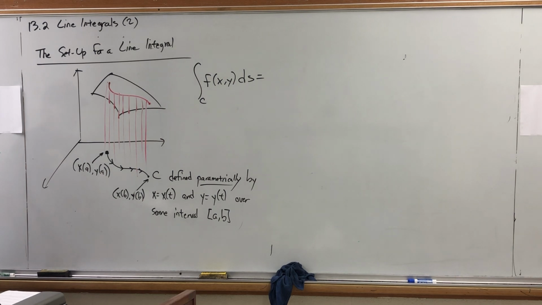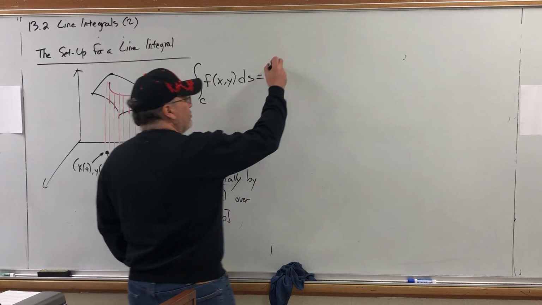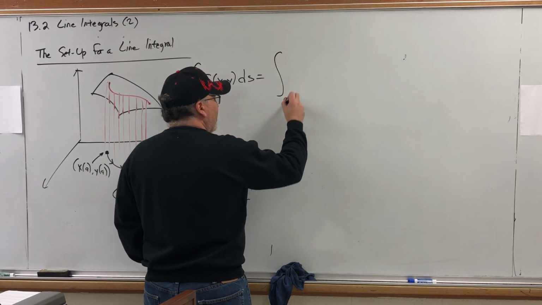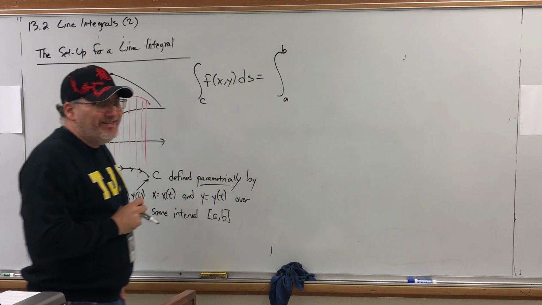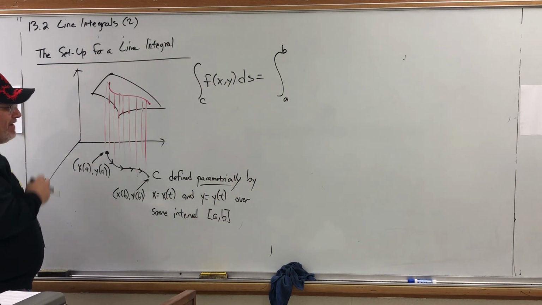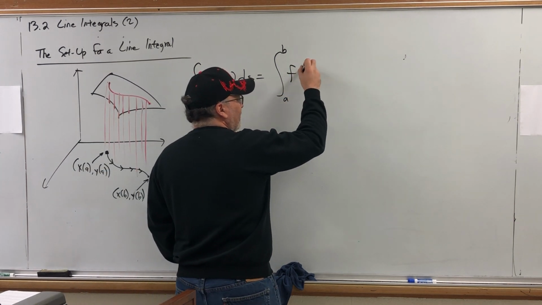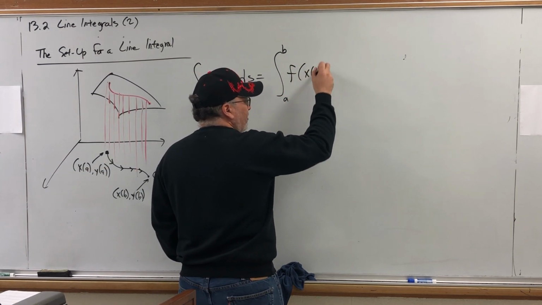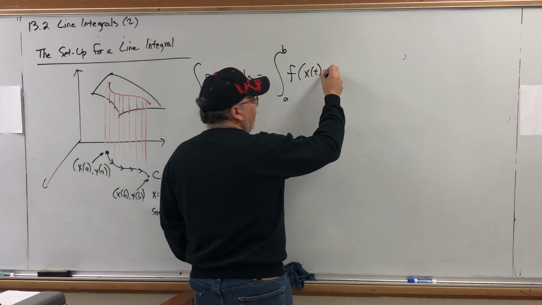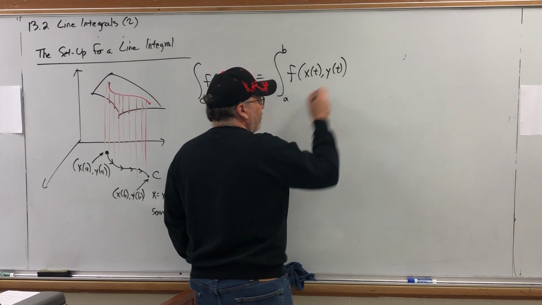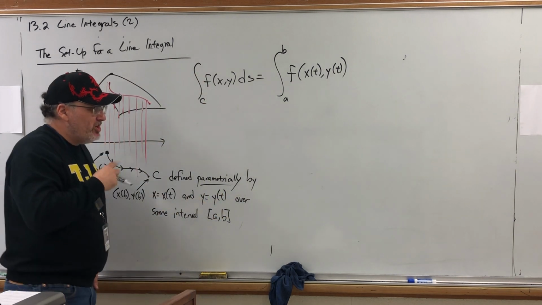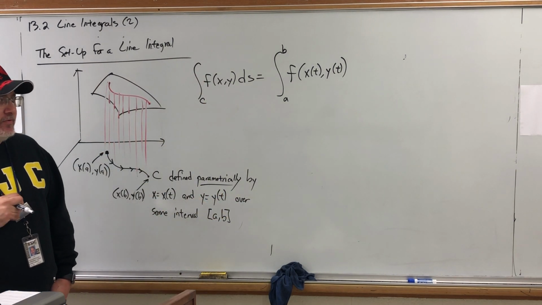So now what? Well, because we're going to do everything in terms of the parameter, we want everything in terms of t. So we're going to turn this into a single integral from a to b, and eventually it's going to be dt. Now, how do we get everything in terms of t? Well, the first thing we have to do is go inside the function and replace every x with the function x of t, and replace every y with the function y of t. That will change every x and every y to something in terms of t.